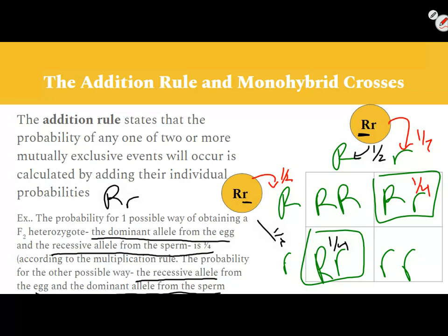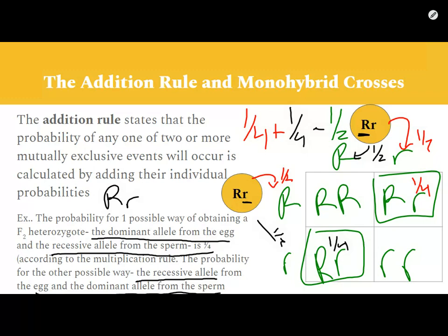So if we want to know the likelihood of getting either of these, we can take 1/4 plus 1/4, and that will give us 1/2. Does that make sense? If we want the probability of just one of these occurring, we can multiply. But if you have multiple ways to get the same thing, then we can add.